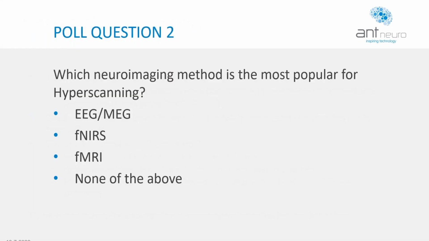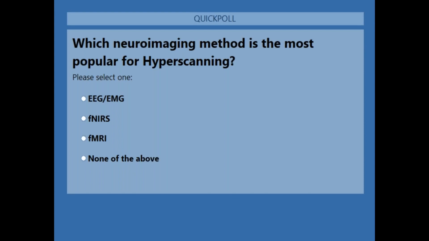This brings me to my poll question number 2, because before we go into the distribution of such studies in the field, I would like to know what you think. Which neuroimaging method do you think is most popular for hyperscanning? Your options are four: EEG, MEG, fNIRS, fMRI, or none of the above. As always, you would have a couple of seconds to answer the poll, and I think the poll is now running.